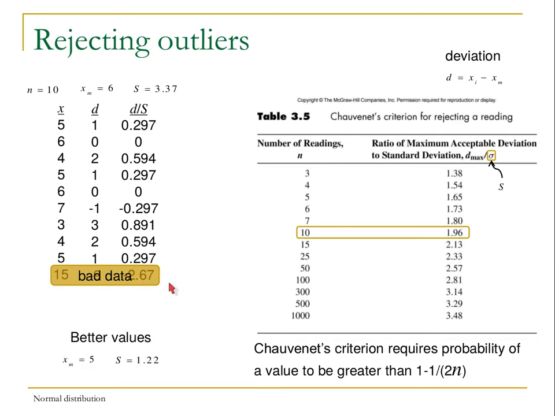Now that we have gotten rid of that point in our sample, we need to recompute the sample mean and standard deviation. So we come up with these values if we got rid of that. And you can see a really big change in the sample standard deviation.